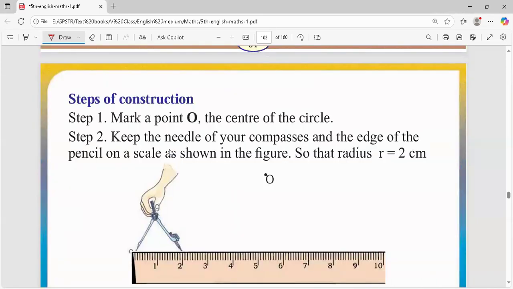Steps of construction. Mark a point O, the center of the circle. Second step, keep the needle of your compass and the edge of the pencil on a scale as shown in the figure, like this, so that the radius is 2 centimeter. Using this, draw a circle like this. This is a circle of radius 2 centimeter.